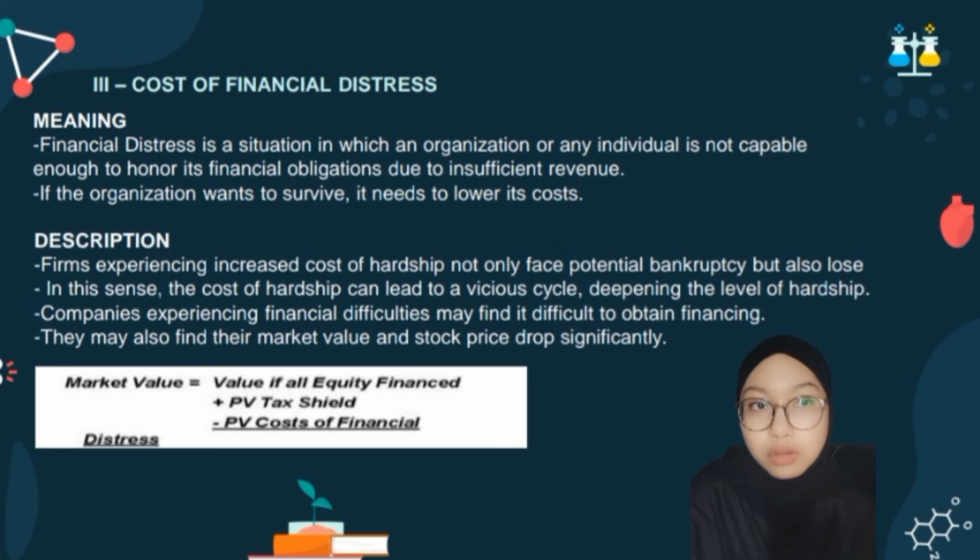Firms experiencing increased costs of hardship not only face potential bankruptcy, but also lose profit when management becomes preoccupied with a darkening financial picture. Employees show lower productivity because they are worried about their jobs. Suppliers demand more upfront money for goods and services rather than invoicing or extending credit, and customers find a healthier company to do business with. In this sense, the cause of hardship can lead to a vicious cycle depending on the level of hardship. A company experiencing financial difficulty may find it difficult to obtain financing. They may also find their market value and stock price drop significantly, and customers reduce orders.